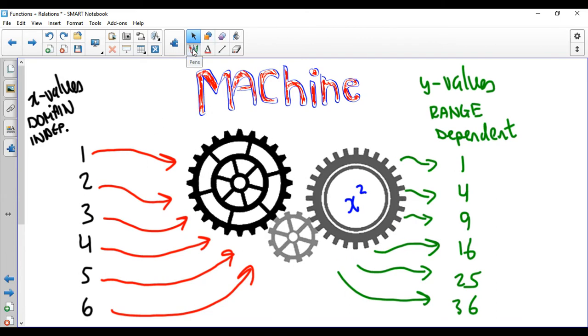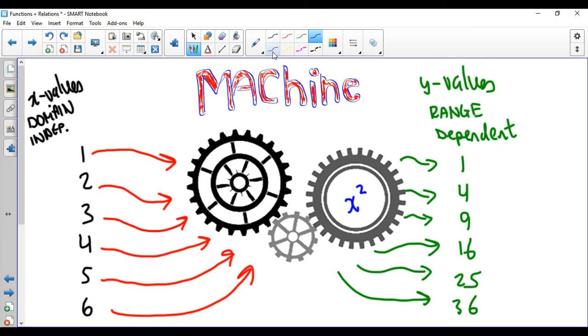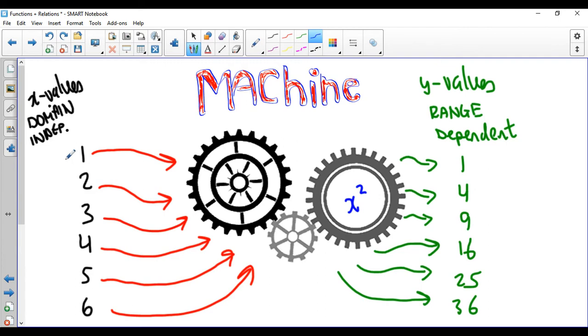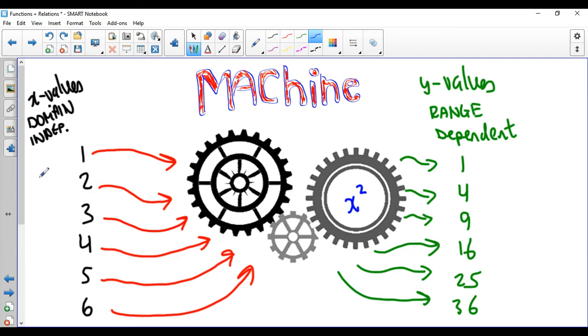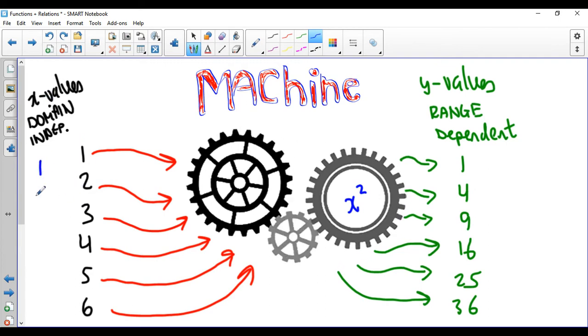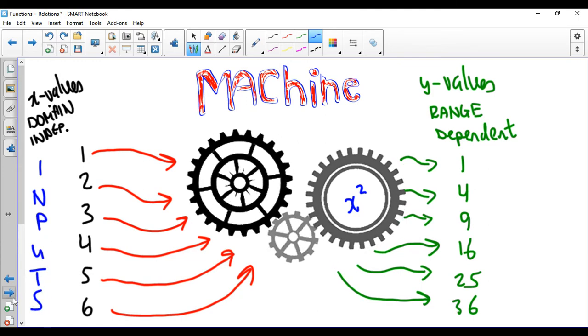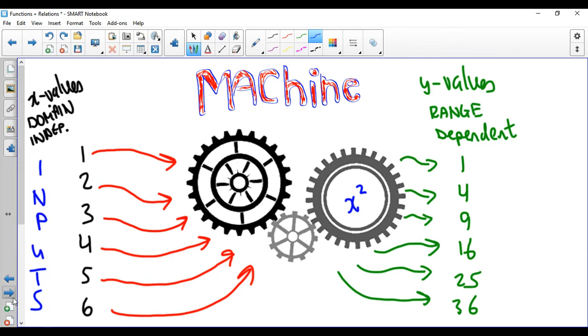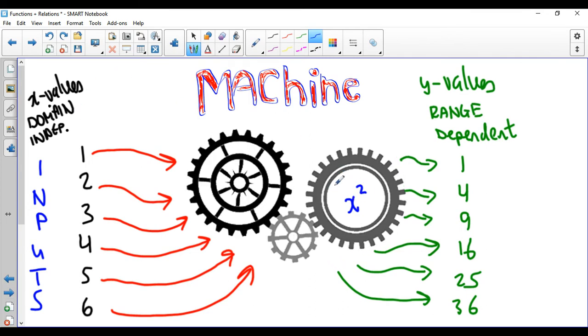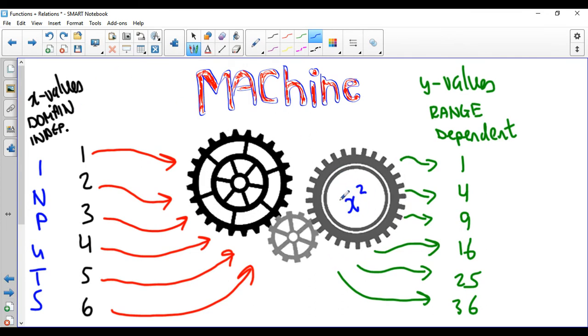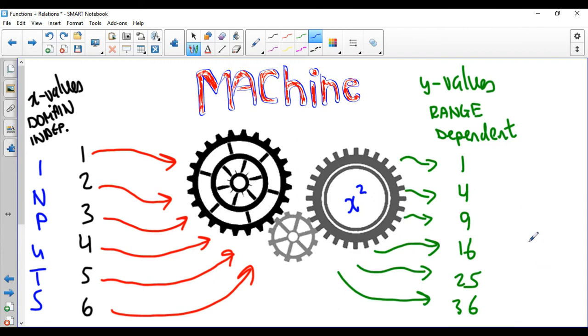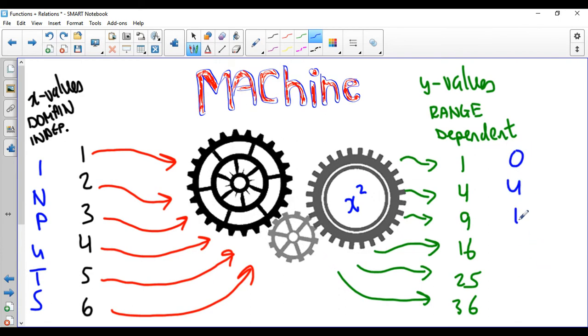And when we use this idea of a machine, what I want us to think about is that I have my x values, or my domain values, which we call inputs. So they're input values that go into the machine. Here, this is my rule. And then I get the y values, or what we call the outputs.